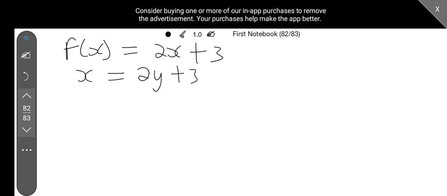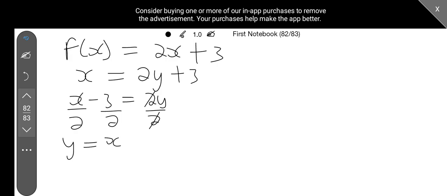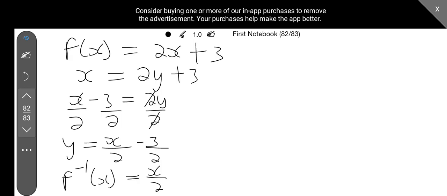And then plus 3. We take the plus 3 to the left side, it becomes negative. Then we have x minus 3 equal to 2y. Divide everything by 2, the one which is attached to y. Remember, always you must write the equation in the form y equal to, then it's x over 2 minus 3 over 2. But since it's the inverse, you're going to write it in the form f minus 1 then x is equal to x over 2 minus 3 over 2. This shows us that this is the inverse.